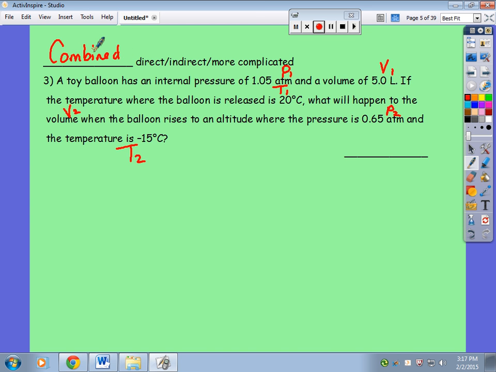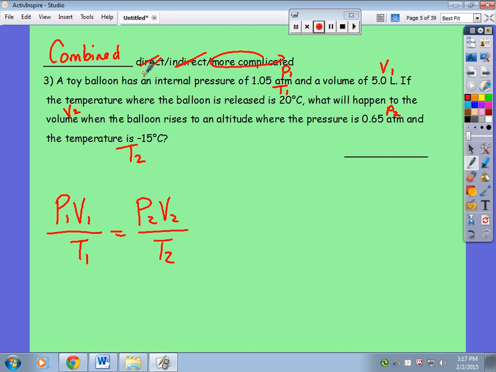Now ask yourself, do they mention moles? No, but the balloon is full, and it's released, and doesn't say anything about gas coming in or out, so you don't use moles. So your equation is going to be P1V1 over T1, leave the N off, P2V2 over T2. Now, this is more complicated because I got a bunch of laws going on at the same time. That's why they call it the combined gas law.